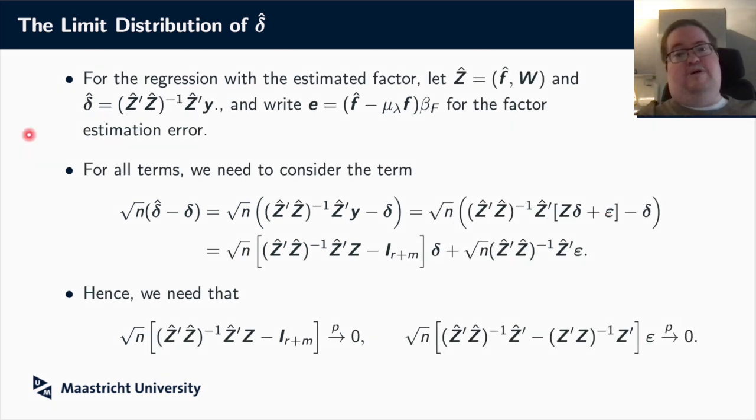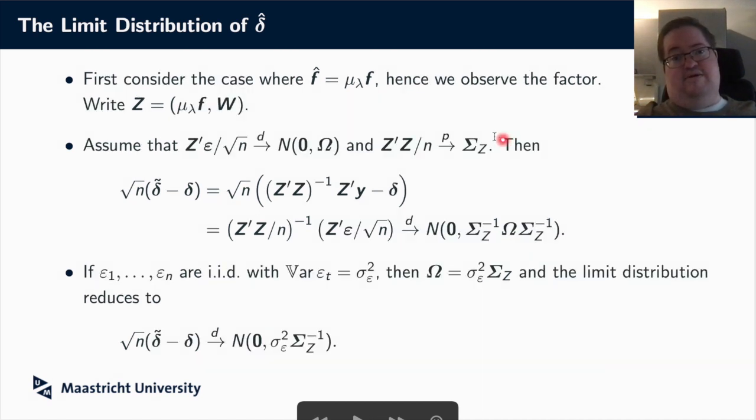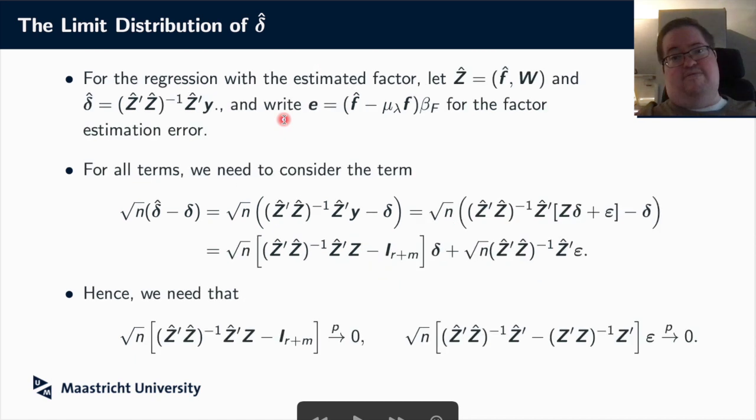Now we are going to do the regression with the estimated factor. Now to distinguish the z, the regressor matrix with the estimated factor, from the one with the true factor defined here, I'm going to write z hat for the one with the estimated factor. And of course my least squares estimator is just the same as before, but now with the z hats.